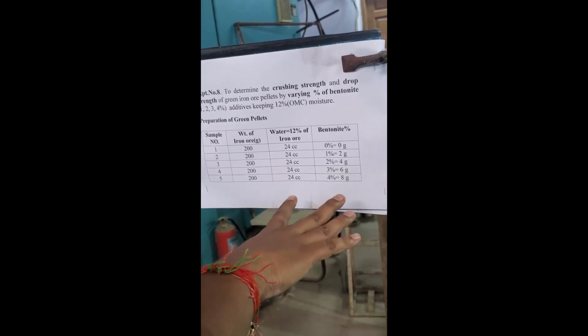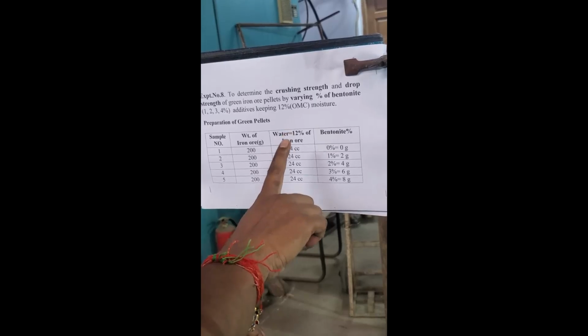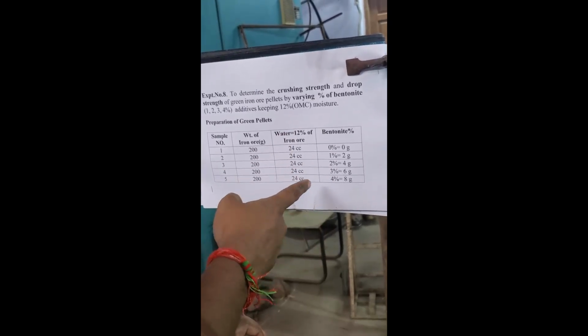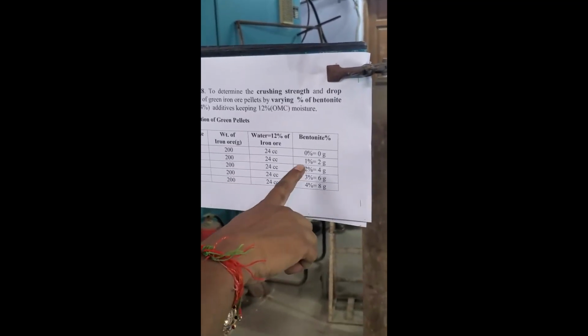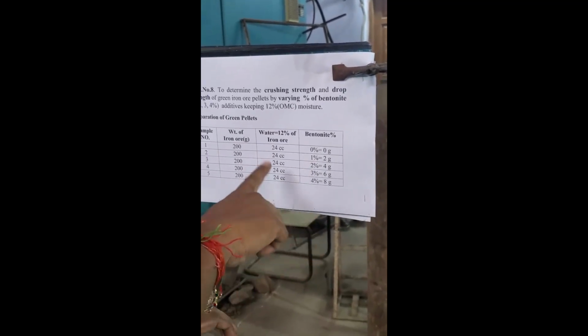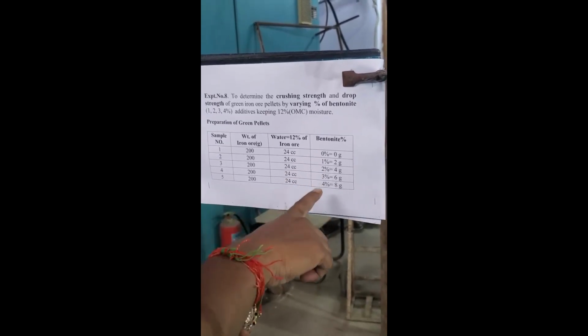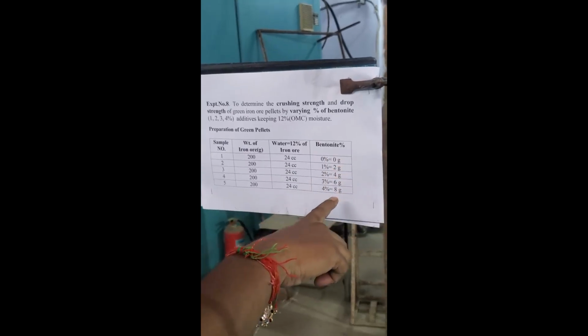So, in this experiment, we are taking iron ore and keeping the water percentage constant, that is 12%. 12% of what? Iron ore. 12% of 200 grams weight means 24 cc of water, and bentonite we are varying. Water we are keeping constant and bentonite we are adding. The bentonite is 0. How much are we adding? 0 to 4. 0, 1, 2, 3, 4. So, these are the weights of the bentonite.